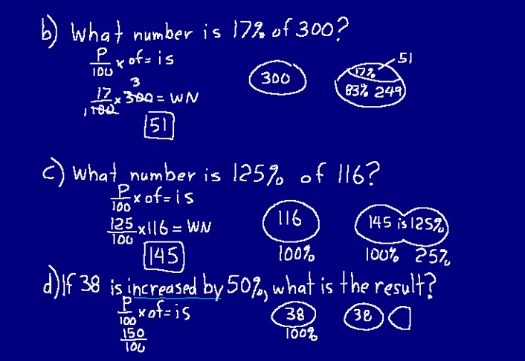Of 38, so times 38 equals what number? We don't know what that is. So basically we can just do 1.5 times 38, because 150 over 100 would turn into that decimal, 1.5. 1.5 times 38 is 57. So our answer is 57. And so on our diagram, this other part is equal to 19, because 38 plus 19 would be 57.